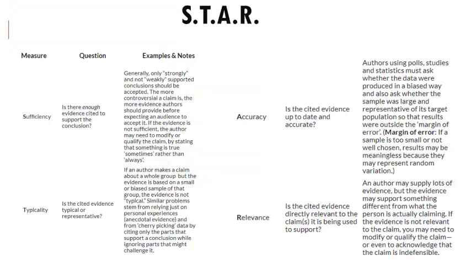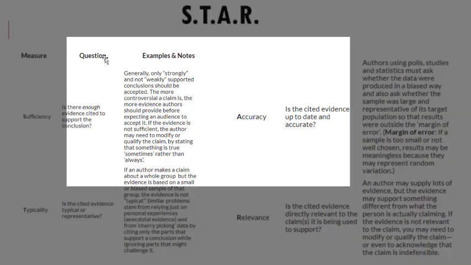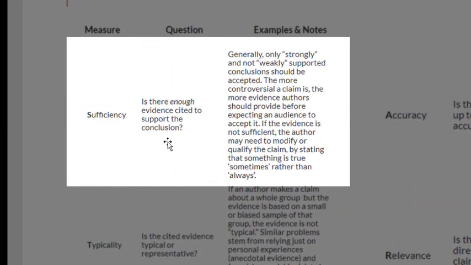So let's look at that a little bit more closely. If we look at the headings here, we have measure, question, and examples and notes. So for sufficiency, we ask, is there enough evidence cited to support the conclusion or claim that you're making? Generally, strongly and not weakly supported conclusions should be the most accepted. The more controversial a claim, the more evidence you're going to need, okay?